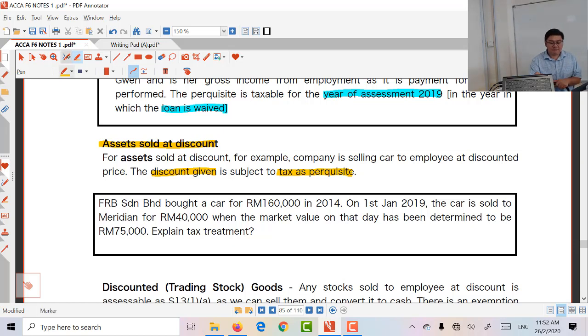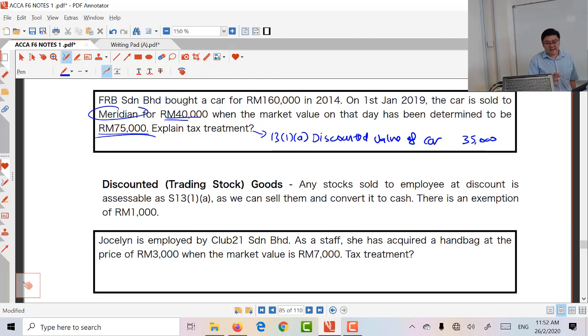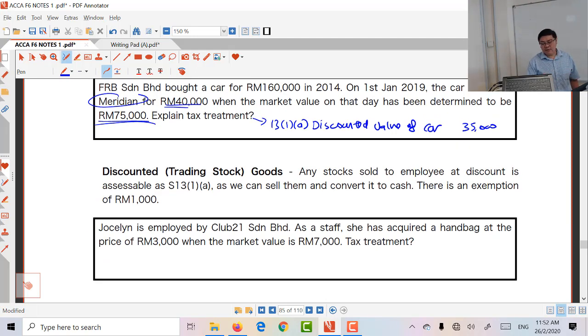Now, if Meridian is going to buy the car himself, he's going to pay 75,000. But he only pays how much? 40. So you expect 13.1A, the discounted value of the car is 35, and you tax it. It's quite clear, right? Now, take note that you may not just get a discount on assets, you also can get a discount if it's to do with stocks.